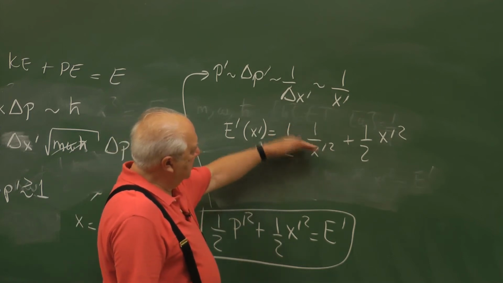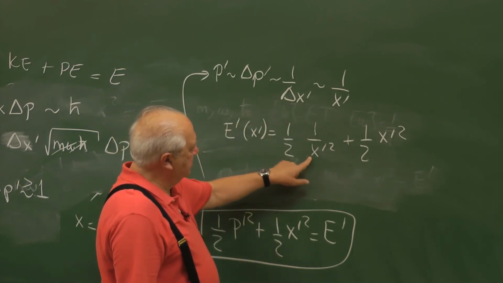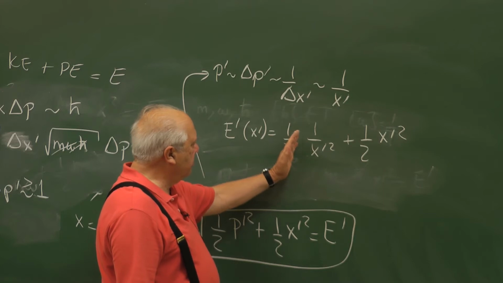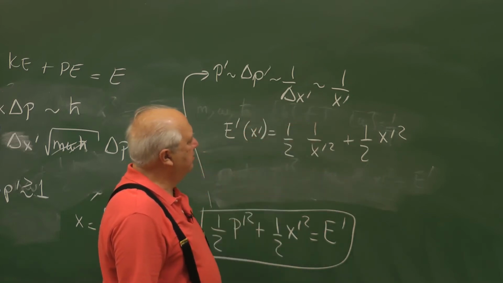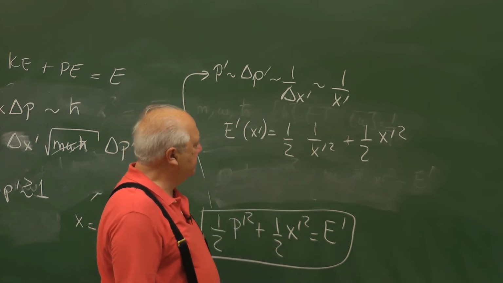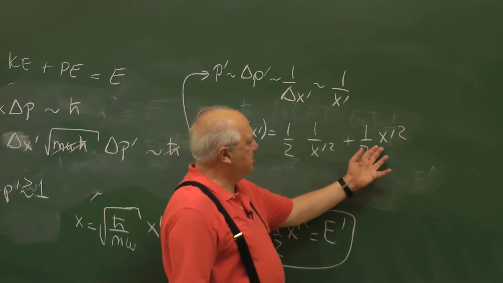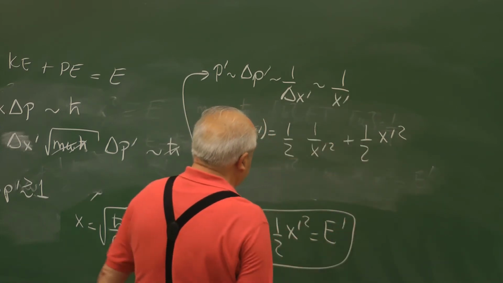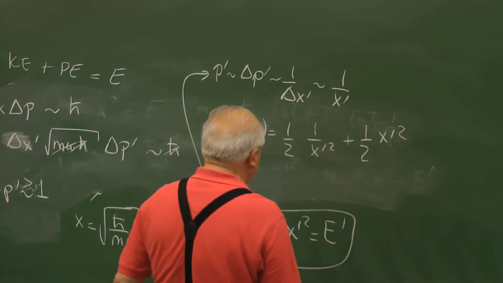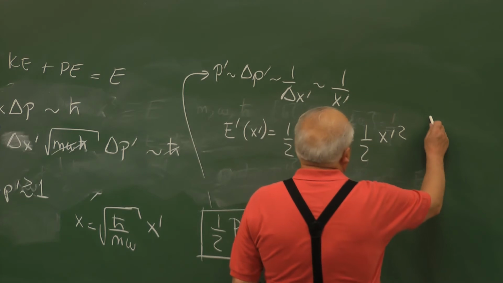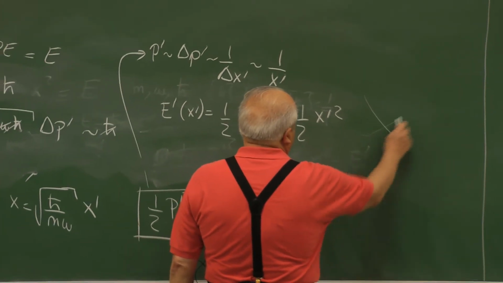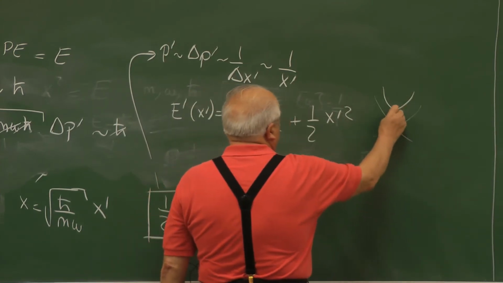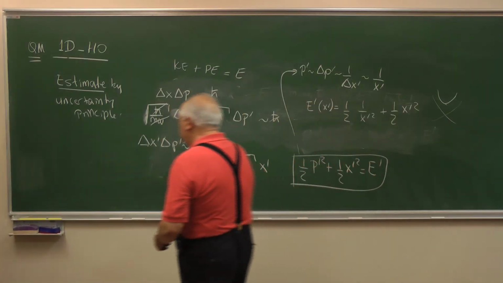This part starts high for small x prime, gets large as we approach the origin, but then it drops for positive or negative x as 1 over x prime squared. This one starts small, in fact from 0, then gets bigger as you increase x. So there are two competing trends. Roughly this is something like this. This one is dropping, the other one is increasing. And then we are adding them. The question is, where is the minimum?